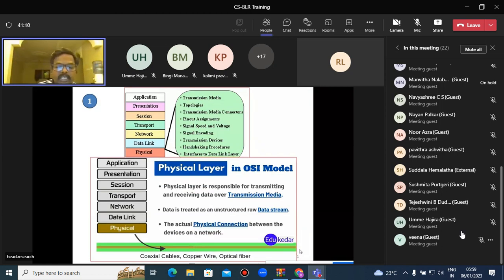See, in physical layer we are using coaxial cables, copper wire, optical fiber, systems, servers, data centers, all physical devices we are using. So the physical layer in OSI model is responsible for transmitting and receiving data over transmission media. Data is treated as unstructured, means raw data, maybe audio, video data.